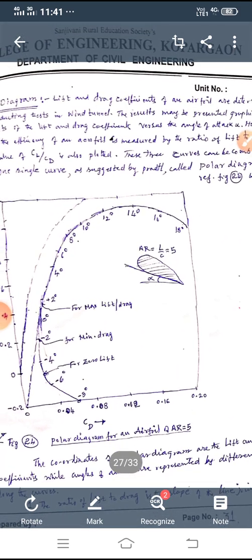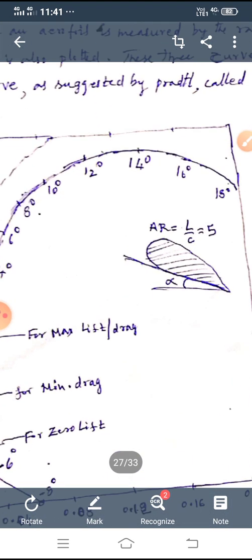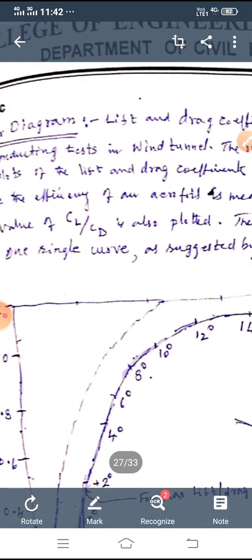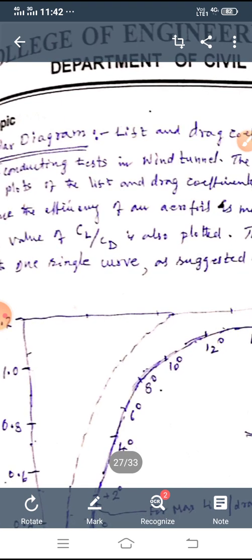Now, the last article in this first unit A is the polar diagram. As we have already said, in the laboratory experiment in a wind tunnel using a particular aspect ratio of aerofoil, say L by C is 5, where aspect ratio is nothing but span to chord length, for particular angle of attack alpha, the alpha value varies. When this particular aerofoil is tested in the wind tunnel in the laboratory, we can evaluate CL and CD, coefficient of lift and coefficient of drag.